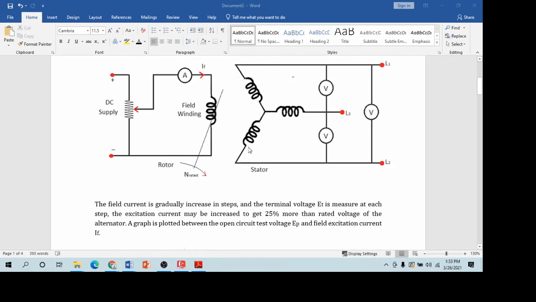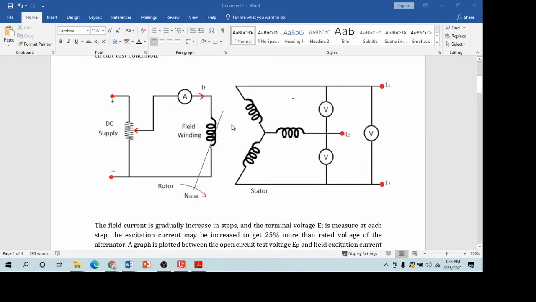In this way, you can identify, if a load is connected to the terminal of the alternator, what the voltage regulation is. Once the load is removed, the voltage goes back to the no-load voltage.